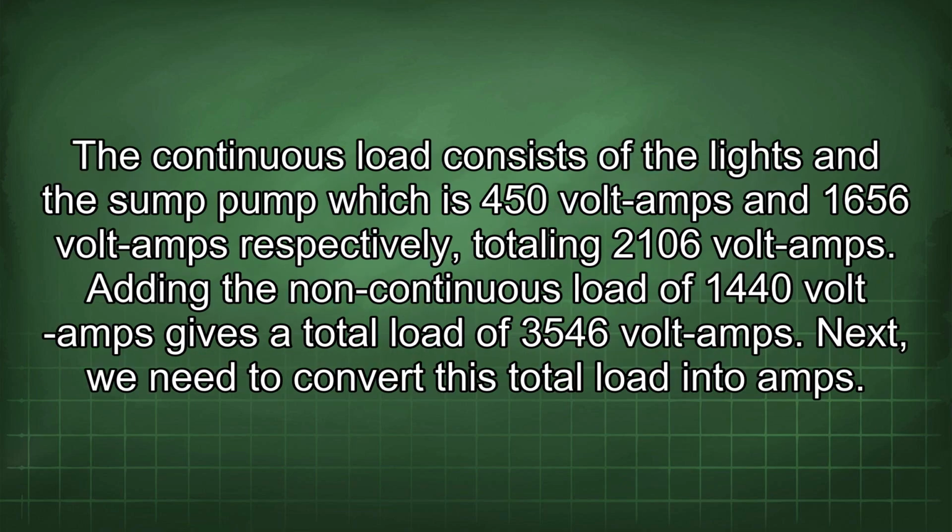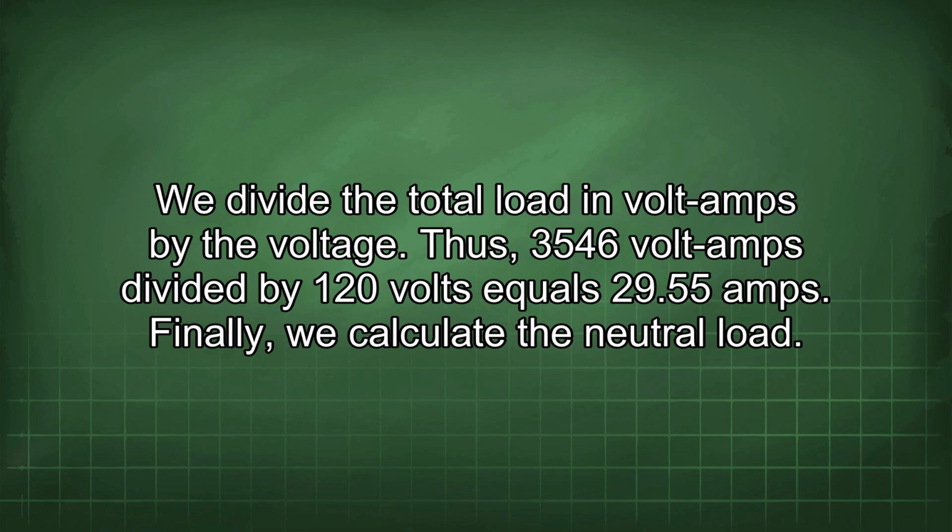Now to calculate the total load, we add the continuous and non-continuous loads. The continuous load consists of the lights and the sump pump, which is 450 volt amps and 1656 volt amps respectively, totaling 2106 volt amps. Adding the non-continuous load of 1440 volt amps gives a total load of 3546 volt amps. Next, we need to convert this total load into amps. We divide the total load in volt amps by the voltage. Thus, 3546 volt amps divided by 120 volts equals 29.55 amps.